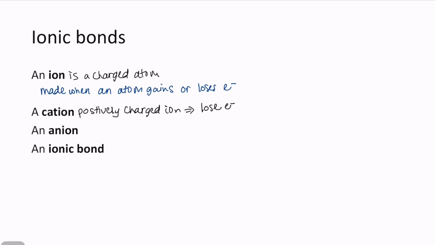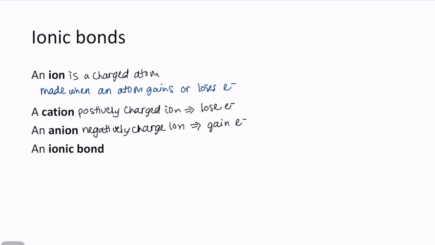And since we can't change the identity of the atom, which would happen if we change the number of protons, we need to change the number of electrons. So in order for an atom to become positively charged, it needs to lose electrons. An anion is a negatively charged ion. And this happens when atoms gain electrons.